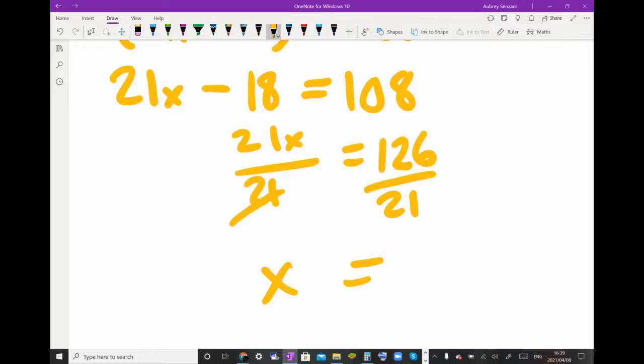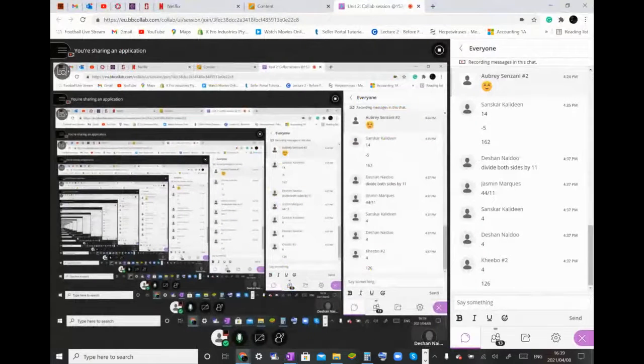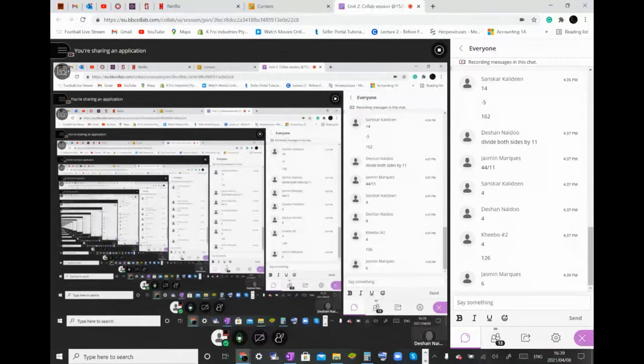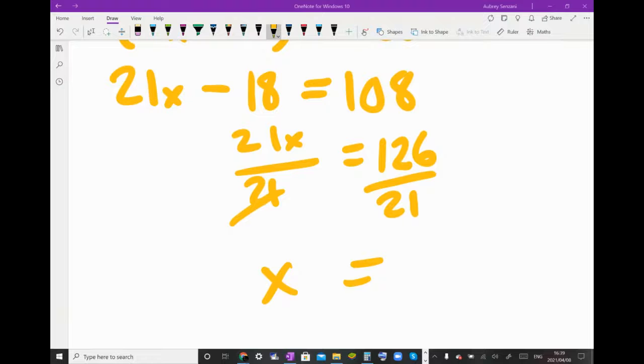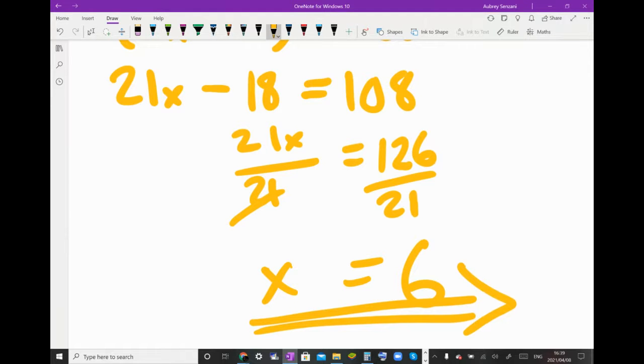X is equal to, and I think somebody has given us the answer in the chat. Yes. What is 126 divided by 21? What do we get? We get 6. Thank you, Jasmine. Okay, right, that's our final answer. So we've dealt with number 5. We can then go on to number 6.